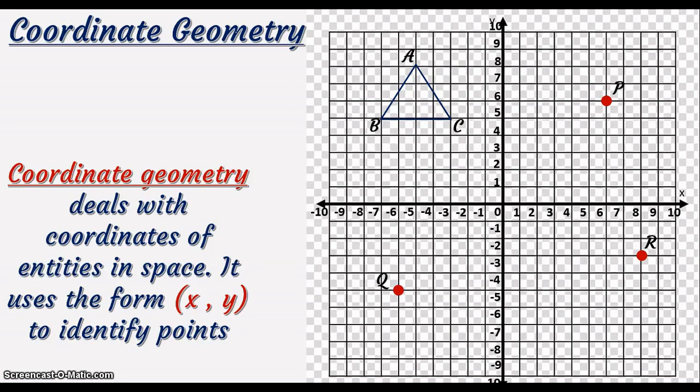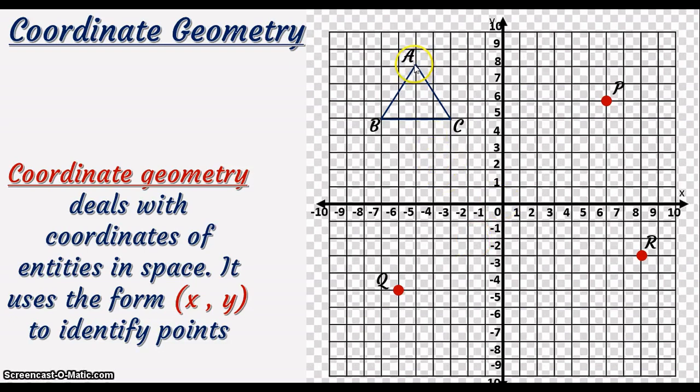We have the triangle ABC, and we have 3 other points P, Q, and R on the Cartesian or rectangular plane. So how do we identify those points? Please, you read the x value before the y value. So let's start with A. Pay close attention. Do you see A here?